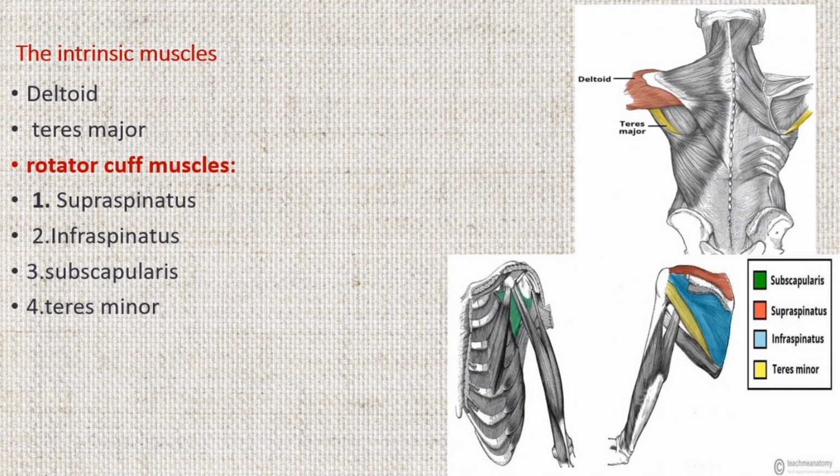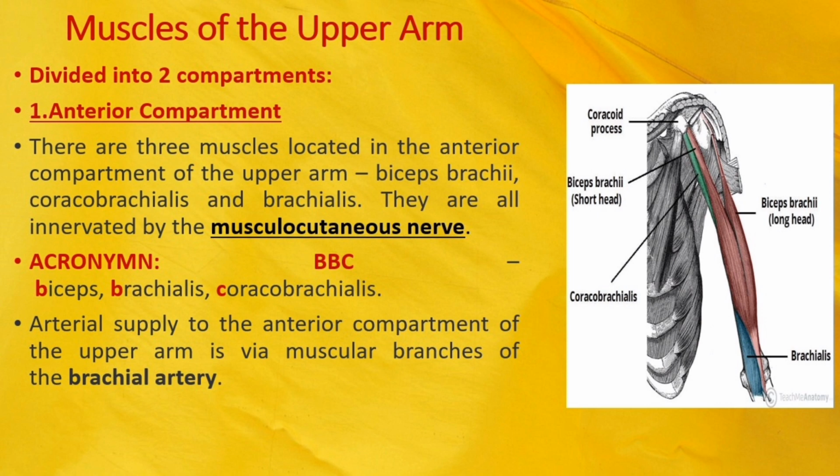Teres minor. Attachments. Originates from the posterior surface of the scapula, adjacent to its lateral border. It attaches to the greater tubercle of the humerus. Actions: laterally rotates the arm. Innervation: axillary nerve.